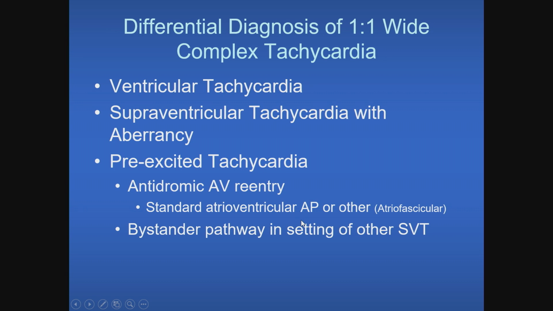So what is the differential diagnosis of a 1-to-1 wide complex tachycardia? There's ventricular tachycardia, there's supraventricular tachycardia with aberrancy, so conducting down a left bundle branch block. There's pre-excited tachycardia. There could be antidromic AV reentry, either by a standard atrioventricular accessory pathway or another type of accessory pathway. Or it could be a bystander pathway producing a wide QRS in the setting of some other SVT.